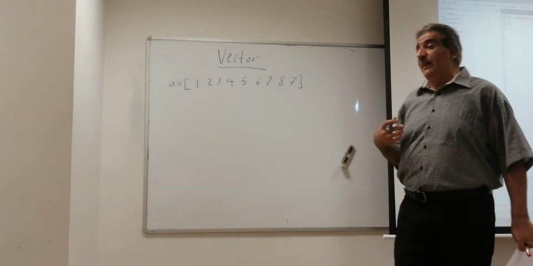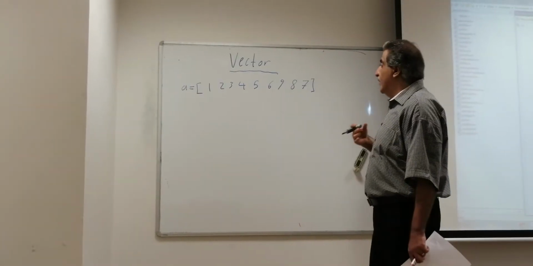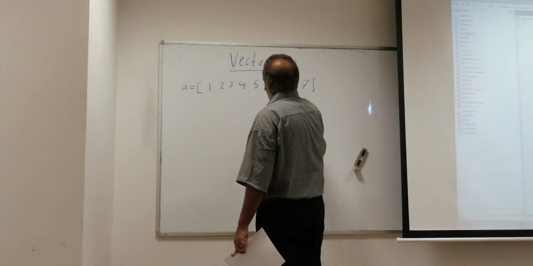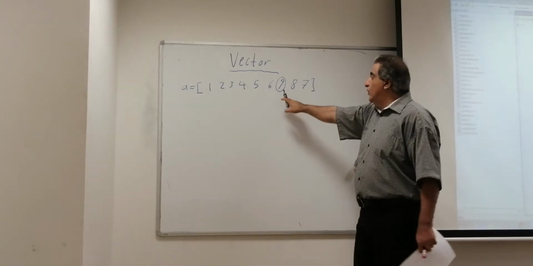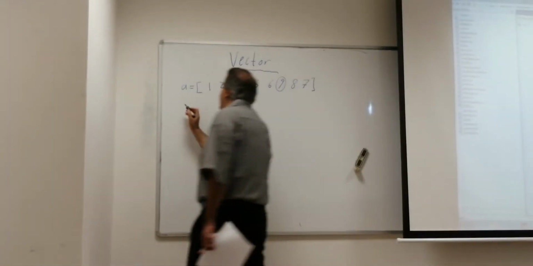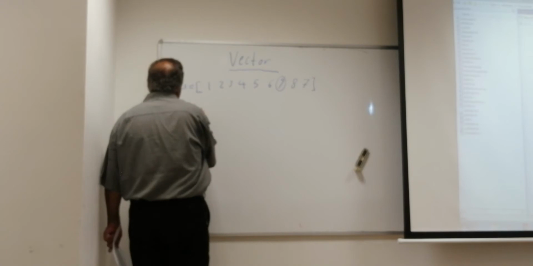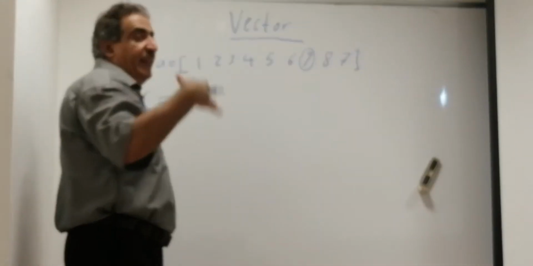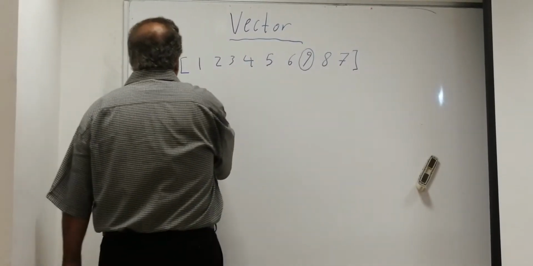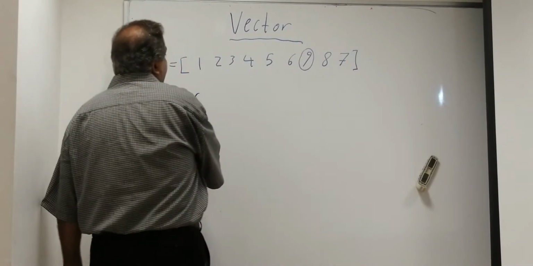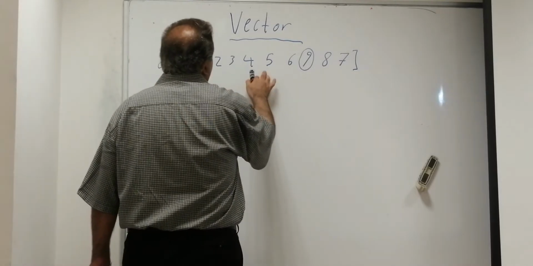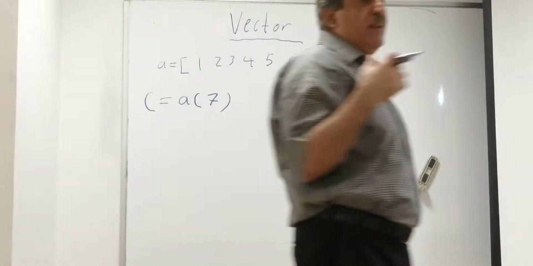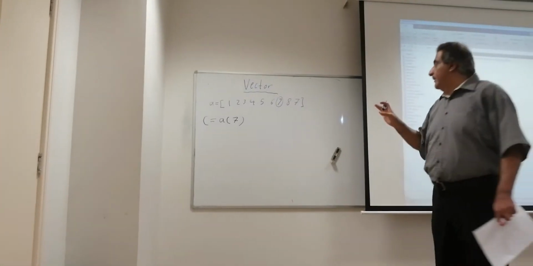If I need to record a number, I need to call this number. I can say, for example, C equal A, that means A, this vector, which I already defined in the first step. A, I open this vector and I see 1, 2, 3, 4, 5, 6, 7. A(7), direct, will record the number 9.